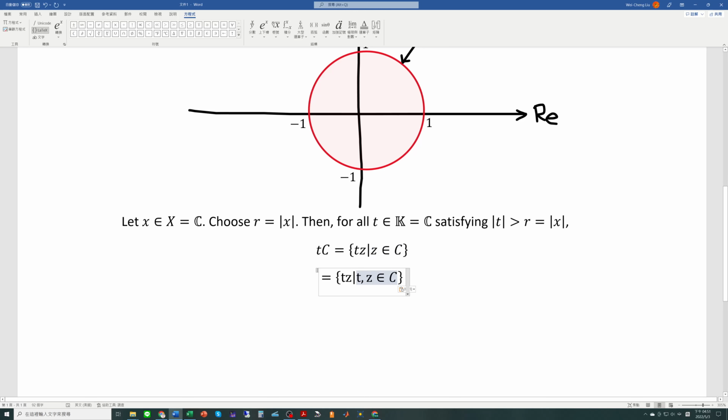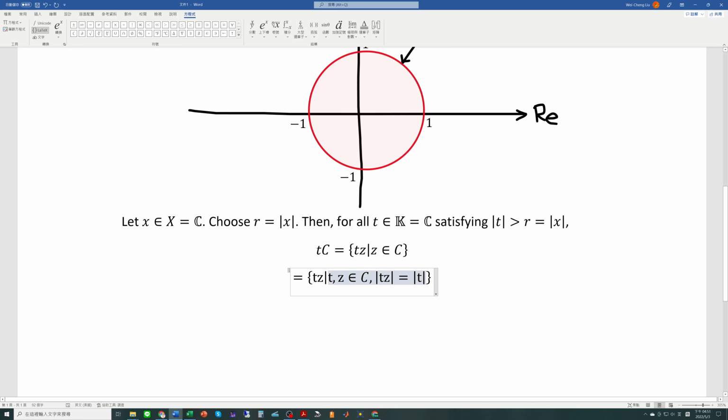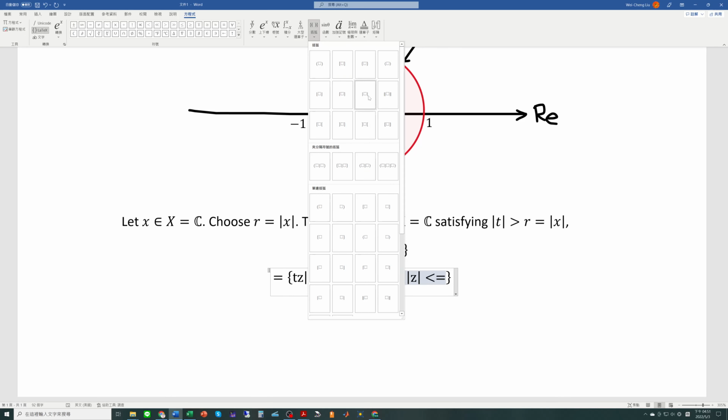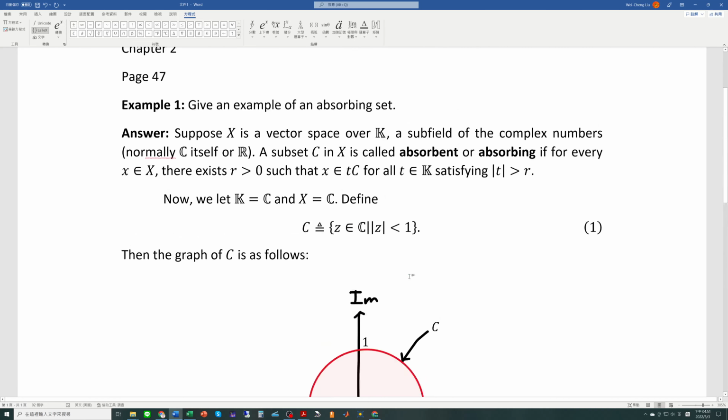And the absolute value of TZ is equal to the absolute value of T times the absolute value of Z, which is smaller than or equal to the absolute value of T. This is because in the set C, the absolute value of Z is smaller than 1.